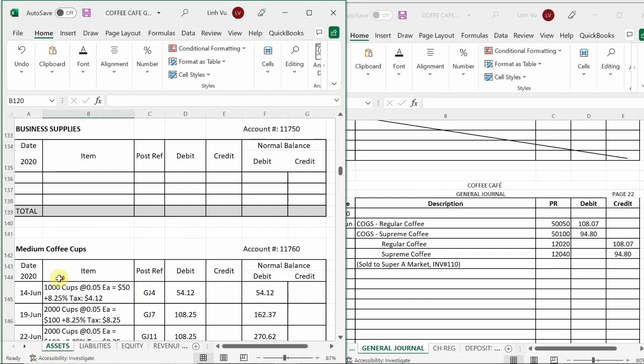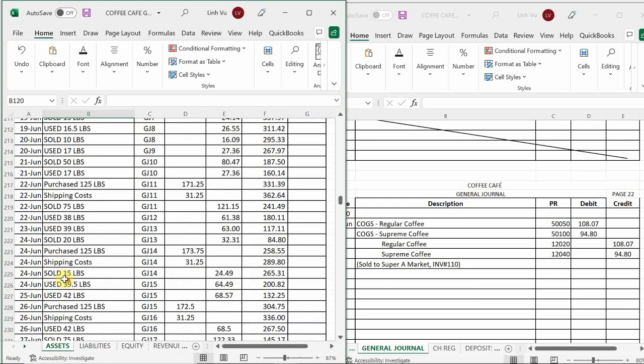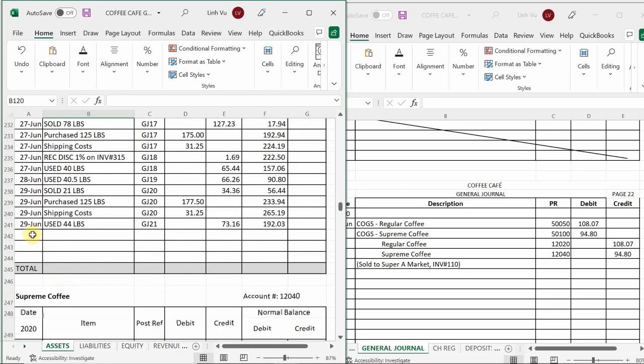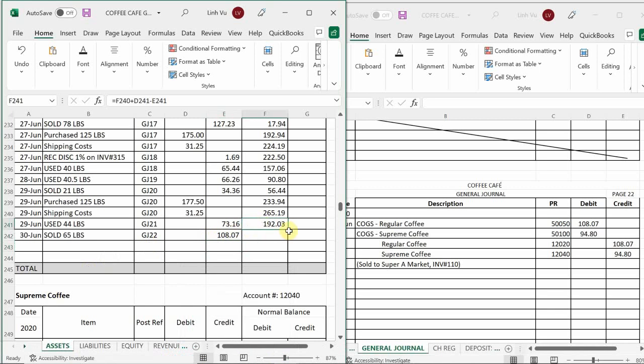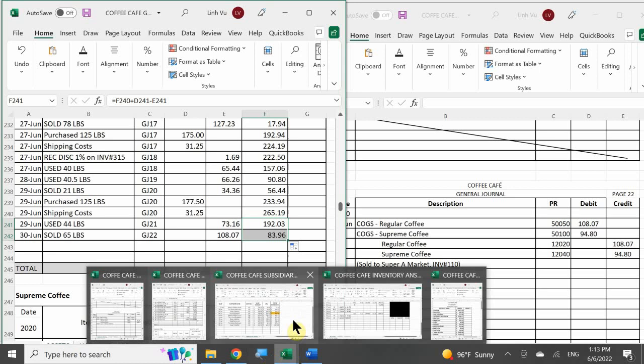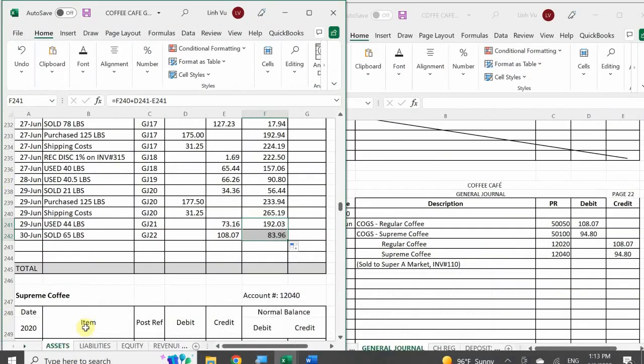Now I need to update my inventory to match my inventory worksheet. So here I am, regular coffee. We sold 65 pounds, which reduced my account by $108.07. So I should have a remainder of $83.96. Does that match my inventory worksheet? Yes, it does, $83.96.